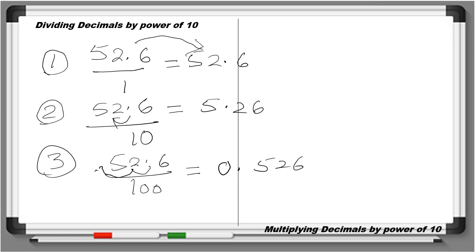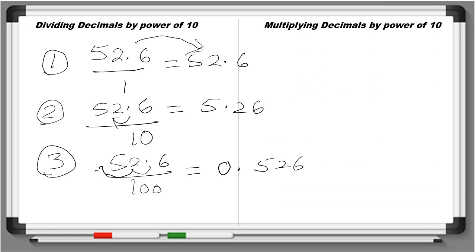52.6, if I divide by 100, that means I am dividing 52.6 into 100 parts. So the number becomes smaller, 0.526. That is 526 thousandths. The first place after the decimal is known as the 10th place, boys. You know already. The second position after the decimal is known as the 100th place. And the third place is known as the 1000th place. Now boys, I will show you, I will draw a line here.